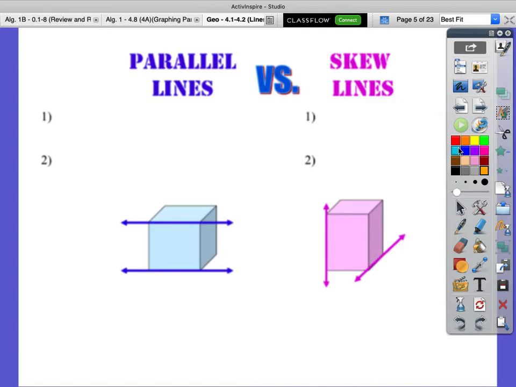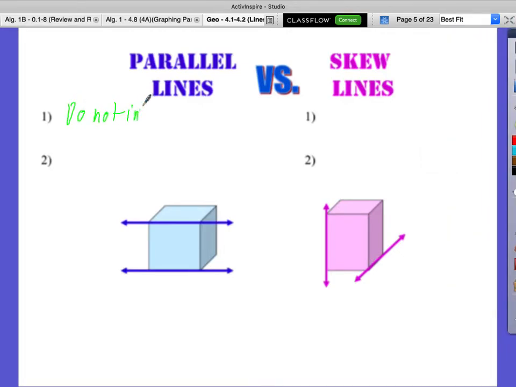That's okay. Kind of confusing. Okay. Parallel lines versus skew lines. We're just going to talk about the difference of those briefly, okay? So the first thing is, on both of them, they do not intersect. Parallel lines do not intersect. And neither do skew lines.